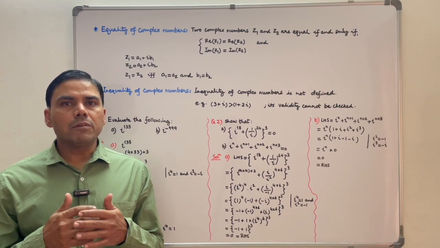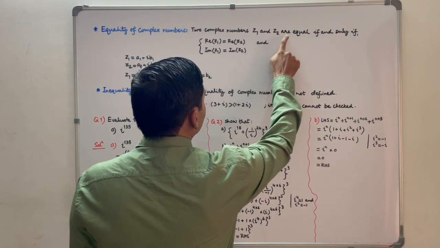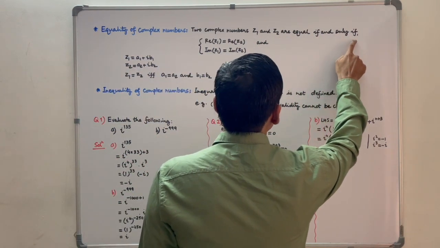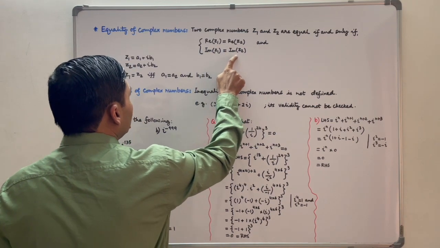Now let us see equality and inequality of complex numbers. First we will see equality of complex numbers. Two complex numbers z1 and z2 are equal if and only if their real parts are equal and their imaginary parts are equal.